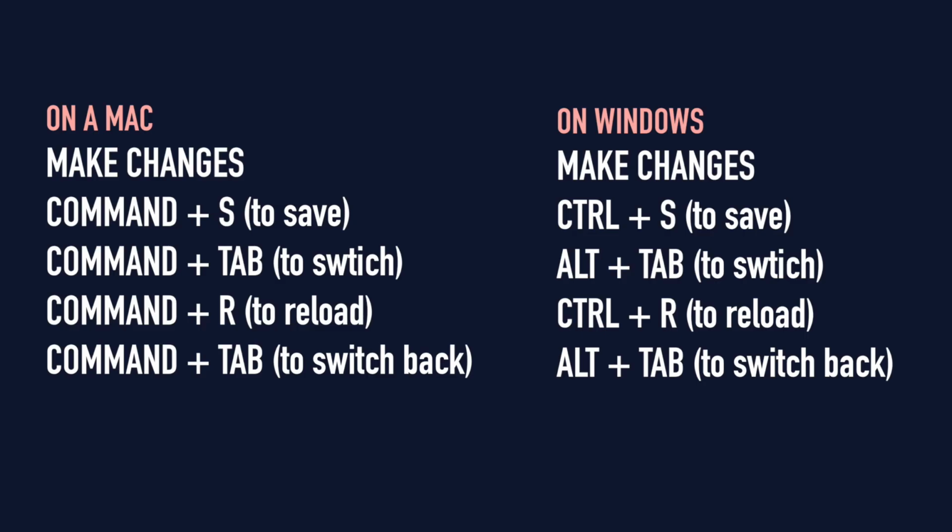Just to summarize, on a Mac, you make your changes, hit Command S to save, Command Tab to switch to Chrome, Command R to reload the page, Command Tab to go back to Sublime, and you do the whole thing over again. On Windows, it's very similar: you make your changes in Sublime, hit Control S to save, then Alt Tab to switch to Chrome, Control R to reload the page, and Alt Tab to go back to Sublime.